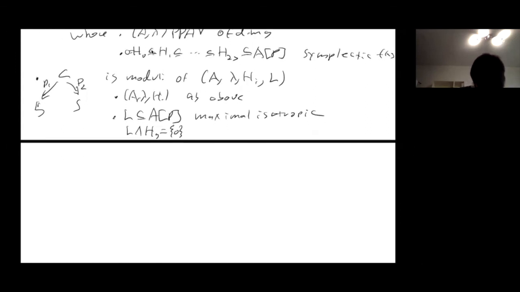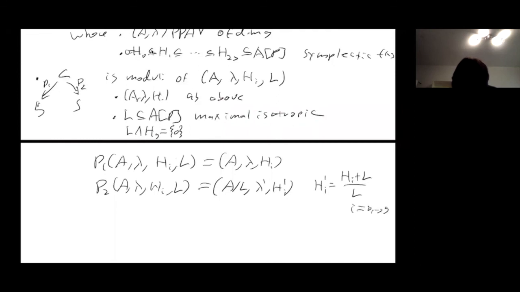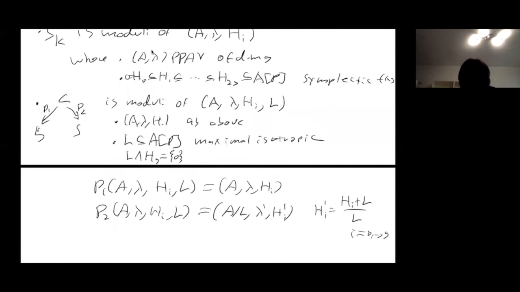And I guess I should tell you what p1 and p2 are. So p1 is just forget L. And for p2, you quotient out by L. Take the induced polarization and Iwahori level structure, where the induced Iwahori level structure is defined by (H_i plus L) mod L, at least for i from 0 to g, and then you just take orthogonal complements to get the rest. Okay, so that's the definition. All right.